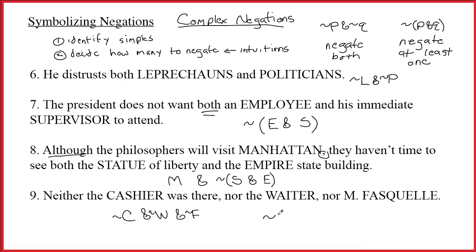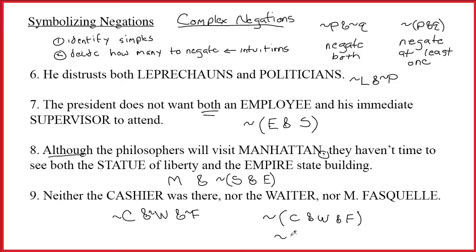We should pause and ask ourselves, what would it mean if you said tilde (C and W and F)? Well, this would mean that at least one of these guys wasn't there. What would be the most natural way to say this in English? One natural way to say it would be to take the tilde in front and state it as it's false that. In fact, a tilde outside parentheses always makes sense as it's false that. So you could say it's false that the cashier and the waiter and Fasquelle were all there. Another way is to switch this to the equivalent or expression.